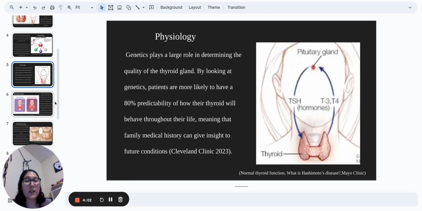Okay, so we're going to move on to the next slide. Genetics actually plays a huge role in determining the quality of the thyroid. So family history does play a large role, about 80% predictability of how the thyroid will behave throughout a patient's life.